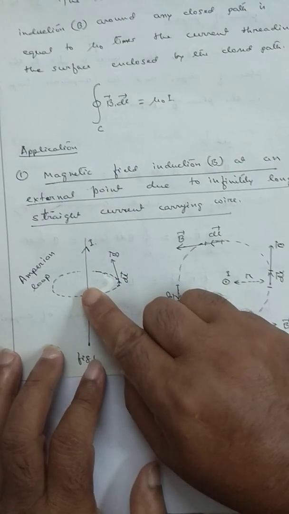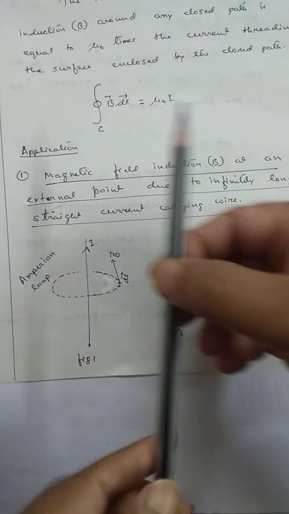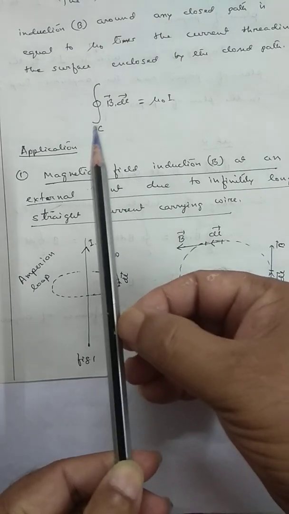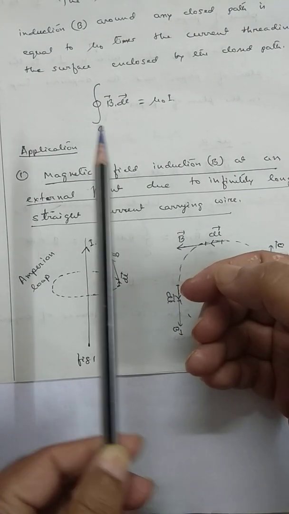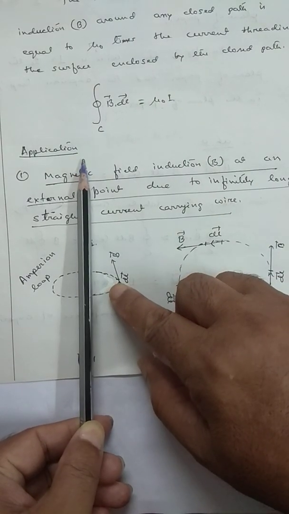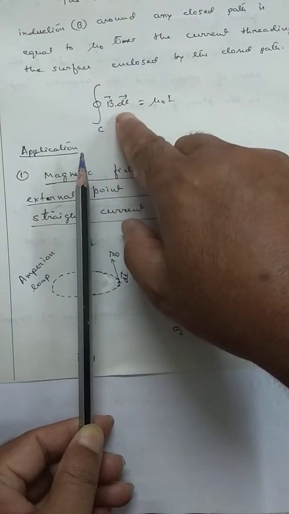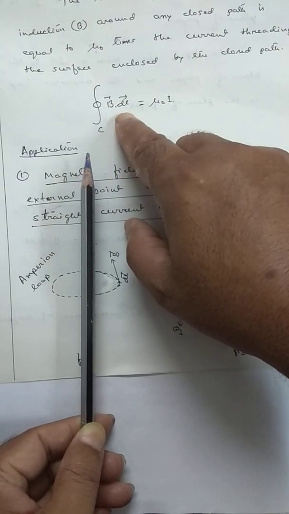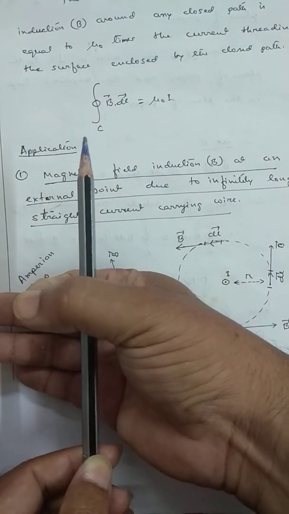Okay? So what are the applications? So this is the current carrying wire. We have to find the magnetic field induction at this point. So this is the wire, and I have to find the magnetic field at this point. In order to apply this law, I require a closed loop. I take the closed loop like this.